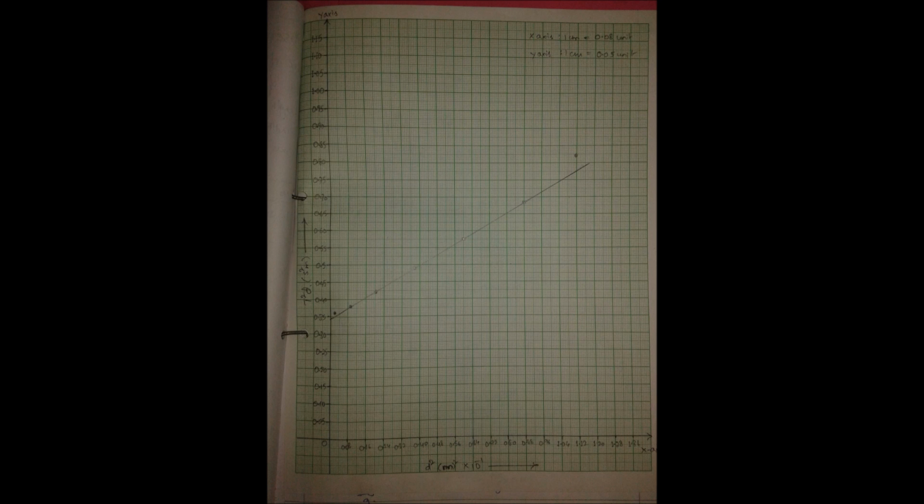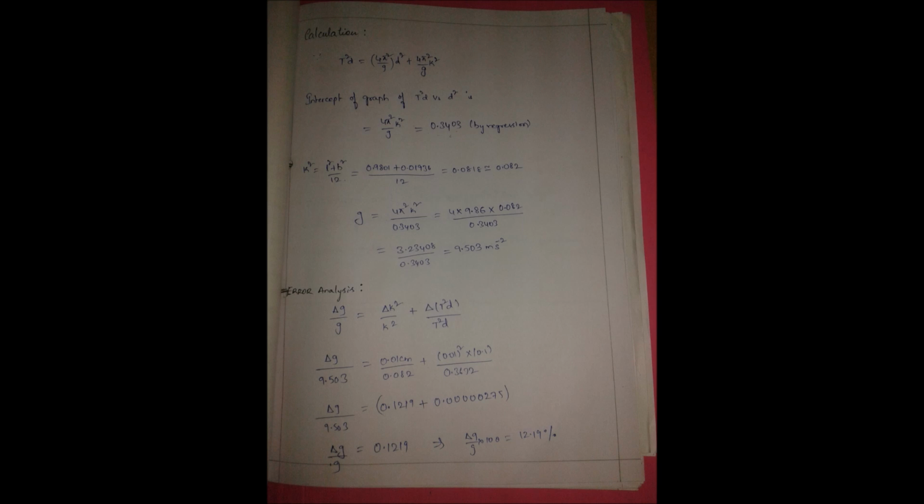A graph is plotted between T square d, having unit second square meter, plotted along the y-axis, and d square, having unit meter square, plotted along the x-axis. This graph comes out to be a straight line with a positive intercept as per the equation provided: T square d is equal to 4 pi square upon g into d square plus 4 pi square upon g into k square. Now, calculations go as shown here.